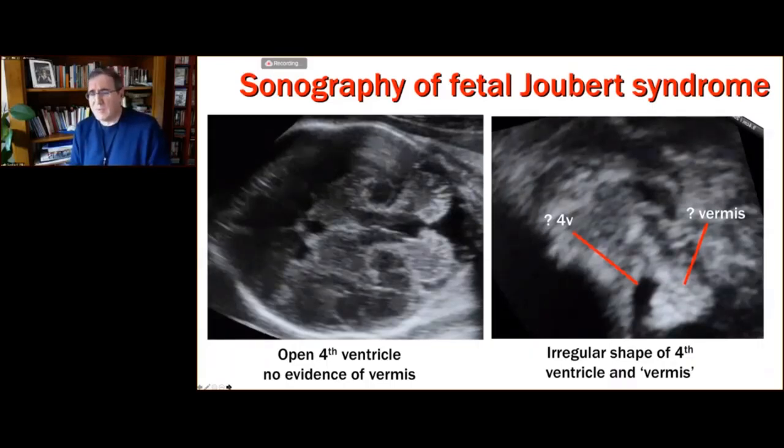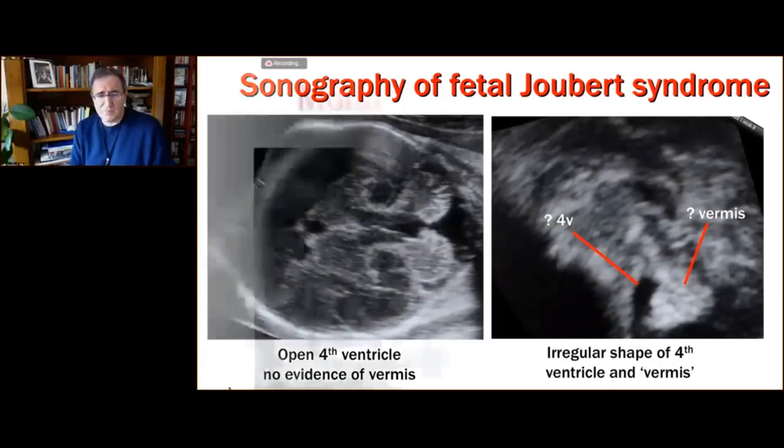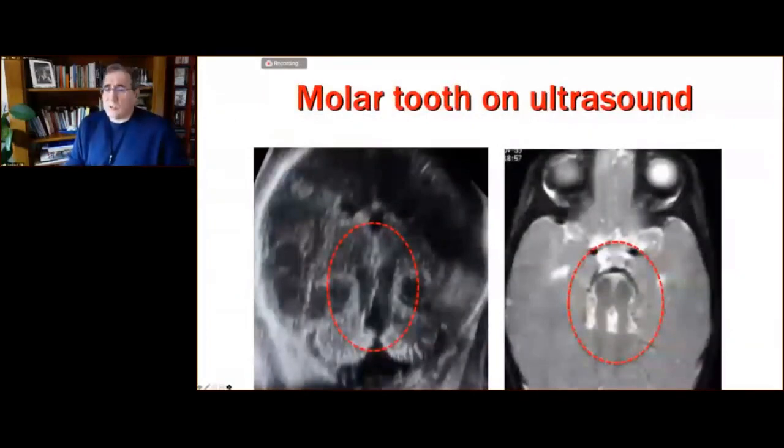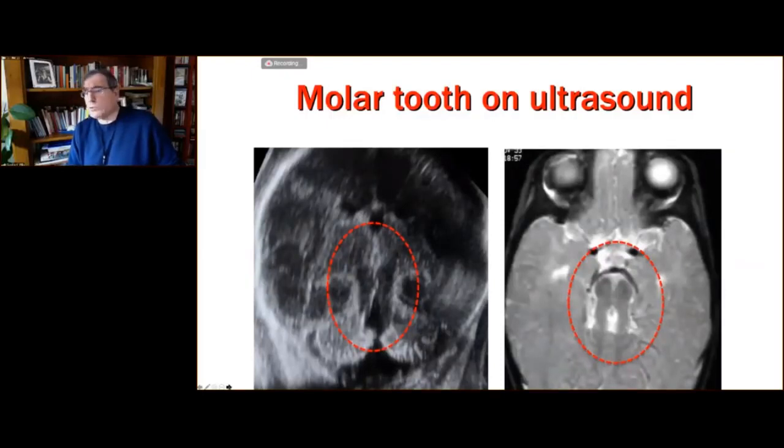You can get a similar image to the molar tooth also with ultrasound, and so it is less remarkable, I would say, than what you see on magnetic resonance, because ultrasound is a different tool. But typically what you notice is that there is some separation in between the two cerebellar peduncles.